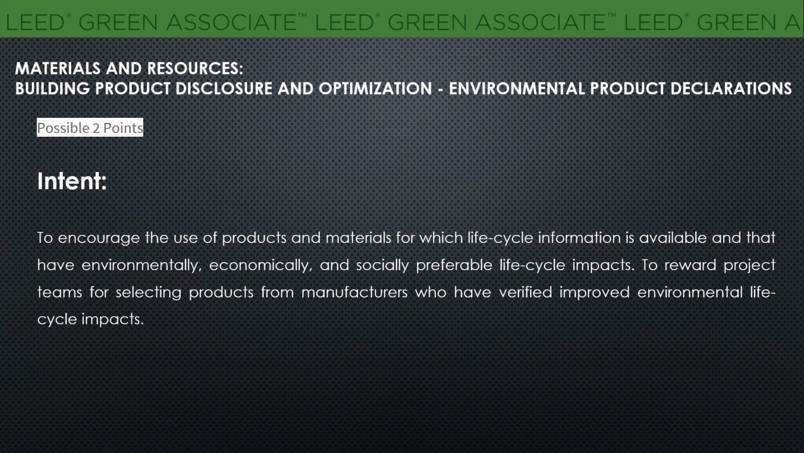Now let's look at the intent for the first credit, that is building product disclosure and optimization, environmental product declaration. The intent is to encourage the use of products and materials for which life cycle information is available and that have environmentally, economically and socially preferable life cycle impact. To reward project teams for selecting products from manufacturers who have verified improved environmental life cycle impacts.